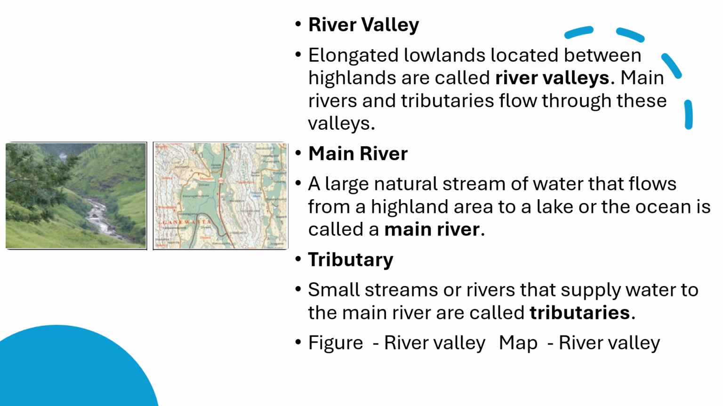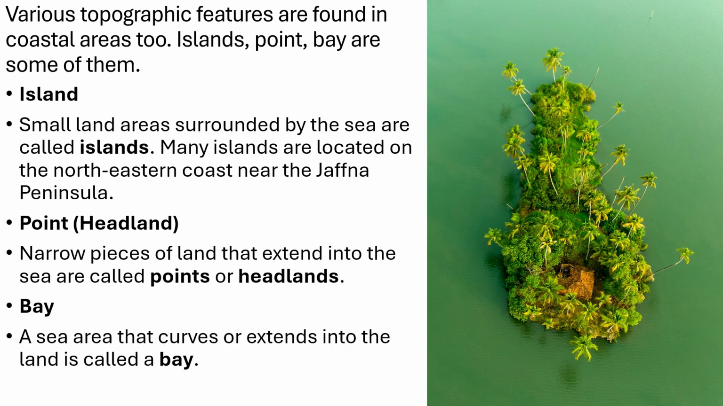In the figure you can see a river valley. It's very nice, watery, streamy. And to the right you can see a map. This is what a river valley looks like on a map. Anyways, various topographic features are found in coastal areas too. Islands, point, bay are some of them.